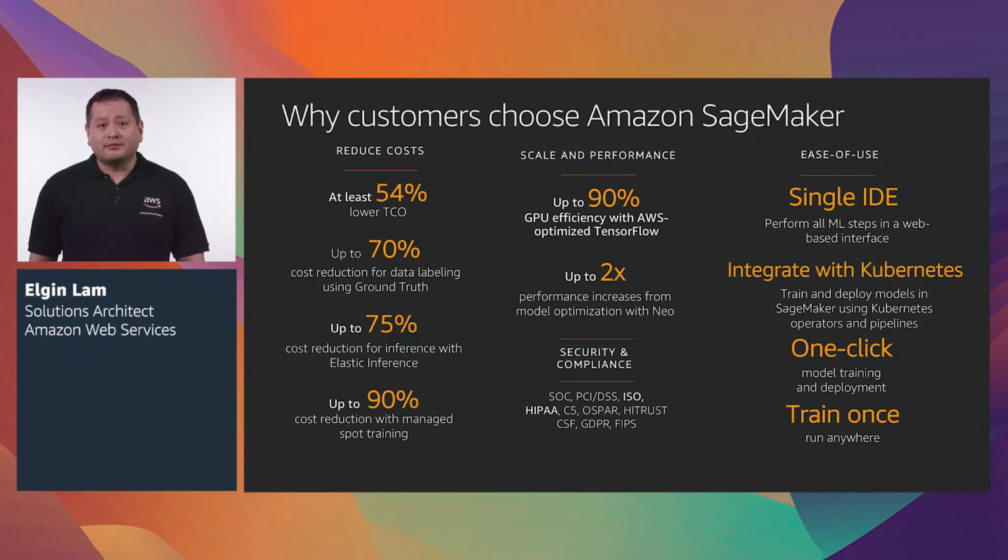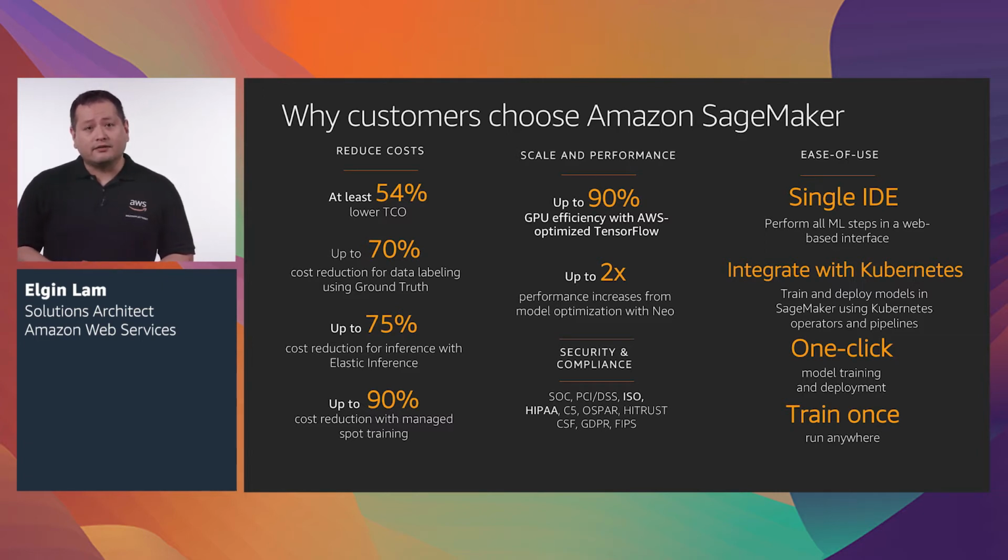Customers choose Amazon SageMaker for a variety of reasons. Firstly, SageMaker helps reduce the cost of machine learning through a few key features. Data labeling can be expensive and highly dependent on human labelers for accuracy. Amazon SageMaker Ground Truth helps you get to that ground truth for training data automatically, with accuracy and at scale, with 70% reduction in labeling costs.